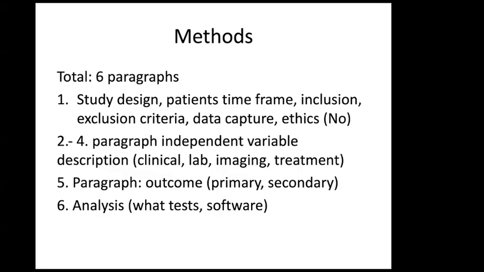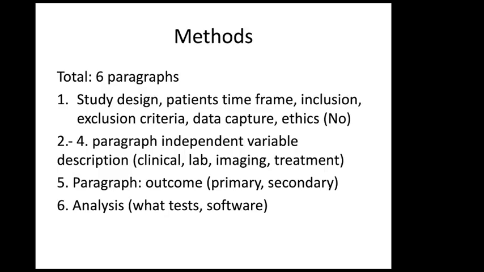The 5th paragraph of the methods is the outcome paragraph, and I strongly encourage you to label this paragraph outcome. It's really annoying if you have to read through the manuscript or through the methods and have to figure out what is their primary outcome. Is there any primary outcome here? Because they didn't distinguish the independent and the dependent variables.